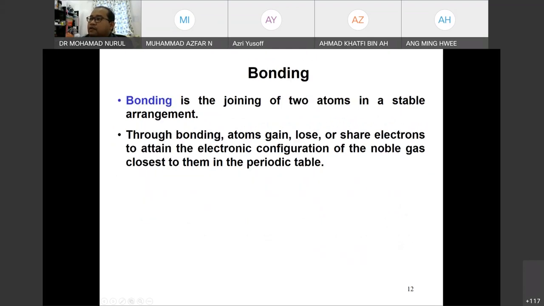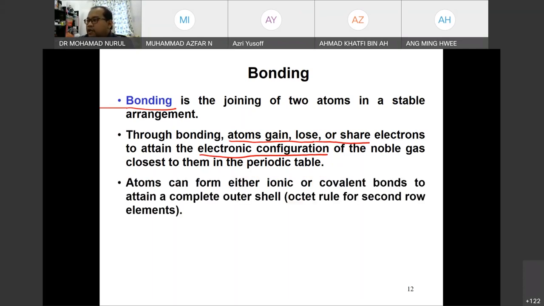Bonding. Bonding is the joining of two atoms in a stable arrangement. Using the bonding approach, atoms can gain, lose, or share electrons to attain the electron configuration of the noble gases of the periodic table.